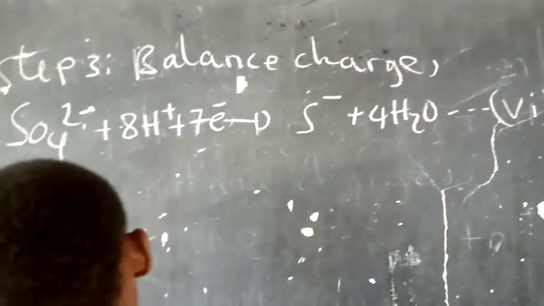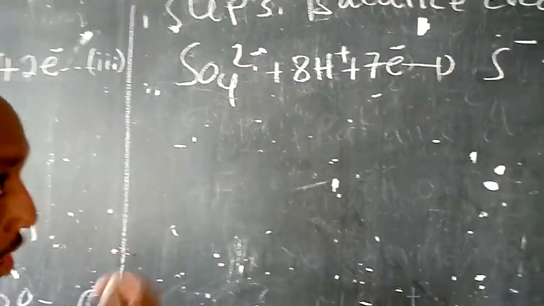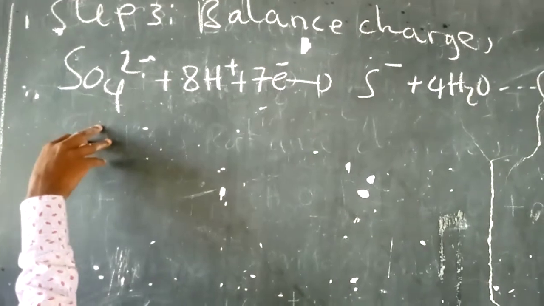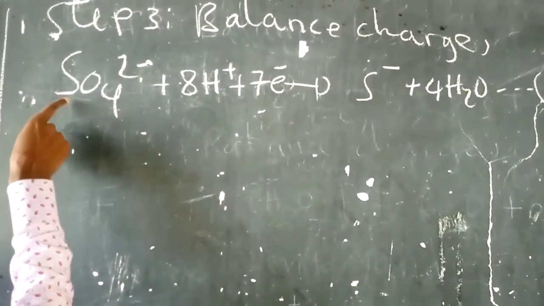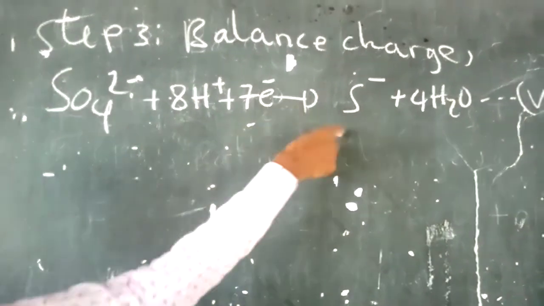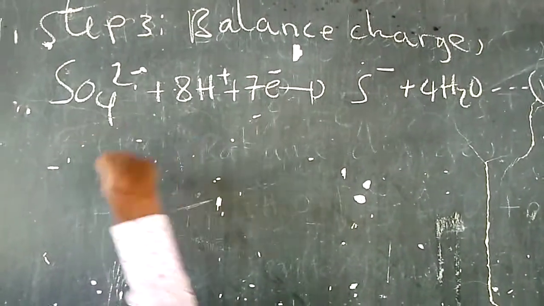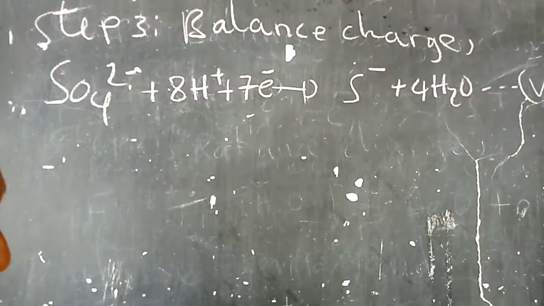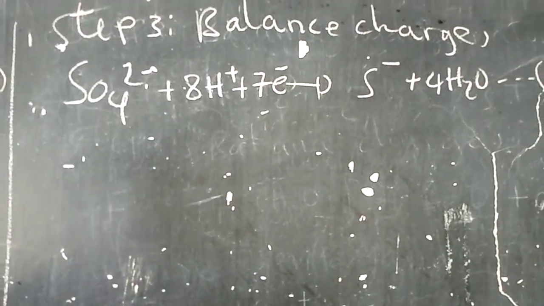That's it. Now when you look at our equation here, this was the half reduction. In terms of material, we have 1 sulfur in the reactant side, 1 sulfur in the product, 4 oxygen, 8 hydrogen, and charges balance. So this equation is balanced in terms of material and charges.